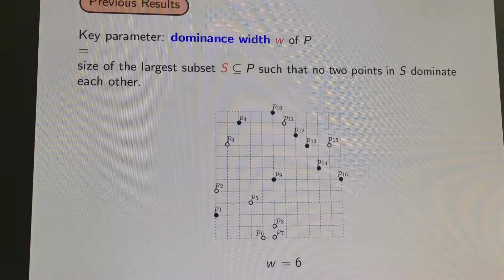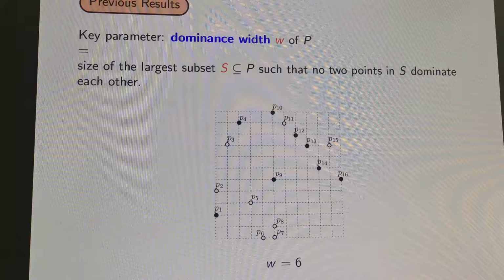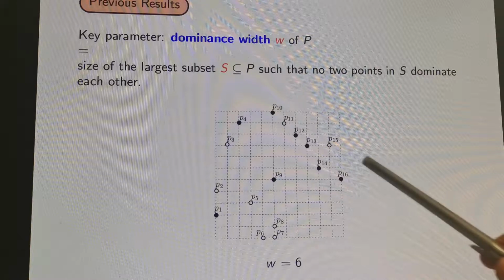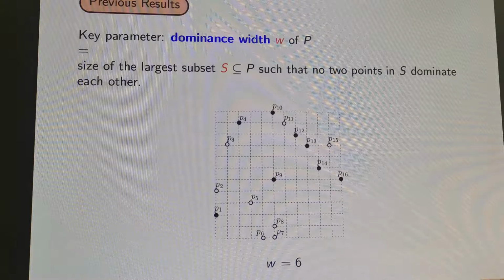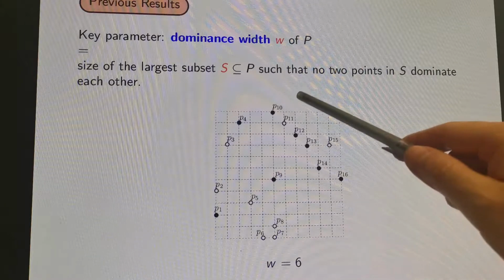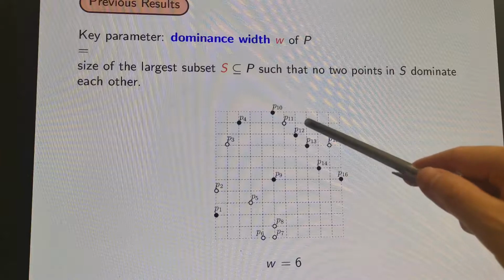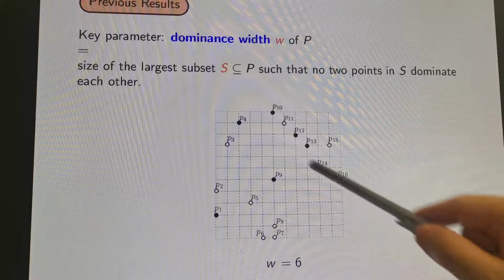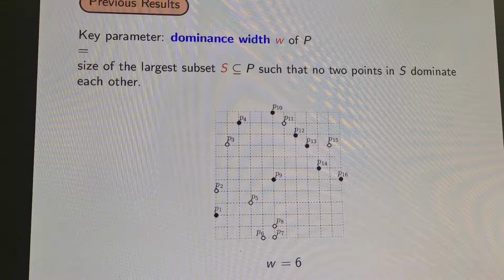Now we're going to talk about the previous results on the two problems. One parameter we have to mention here is the so-called dominance width of the input set of points. Specifically, this is the maximum number of points you can take from the input set without having 2 points dominating each other. For instance, in this example, the dominance width is 6, because you are able to pick, let's say, P10, 11, 12, 13, 14, and 16. No 2 points have this dominance relationship.